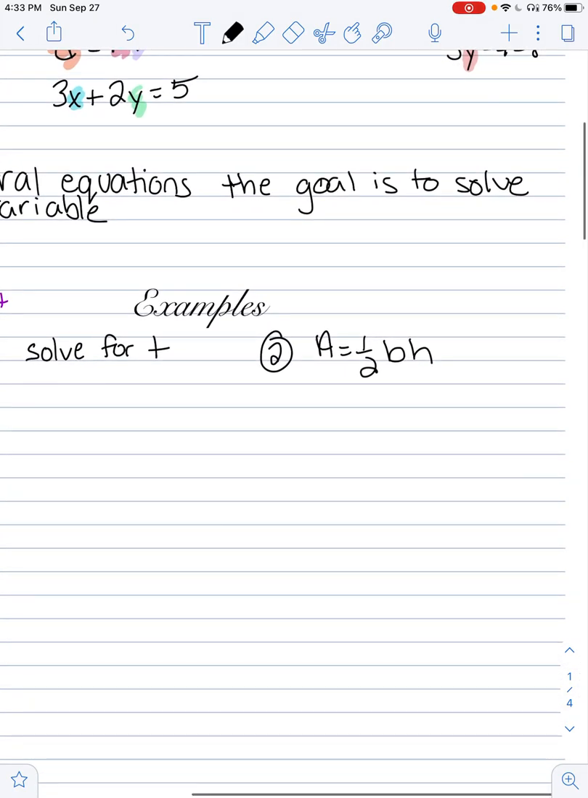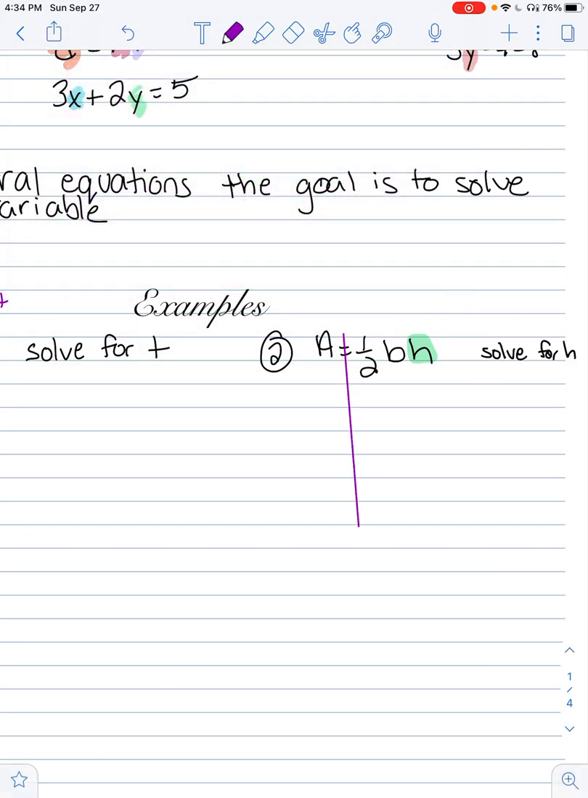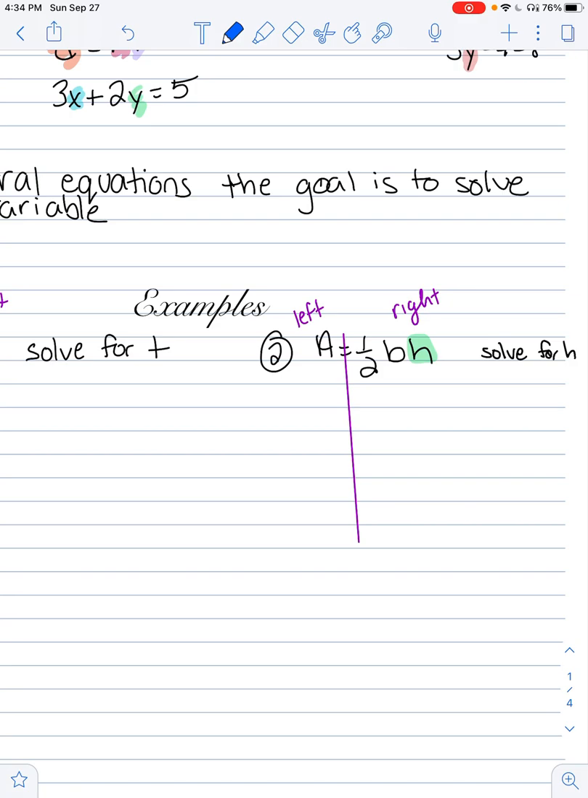So let's look at our second example, a equals 1/2 b times h. We want to solve this for h. So that means I want to get h by itself. So I'm going to first split my equation up into a left side and a right side. Left and right. The first thing that catches my eye here is this 1/2 because I do not like working with fractions. So I want to get rid of that fraction the first thing that I do. And in order to get rid of 1/2, I can actually just multiply by the denominator. So my denominator here is 2.